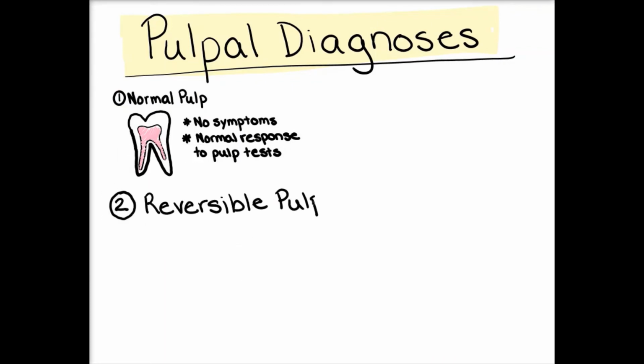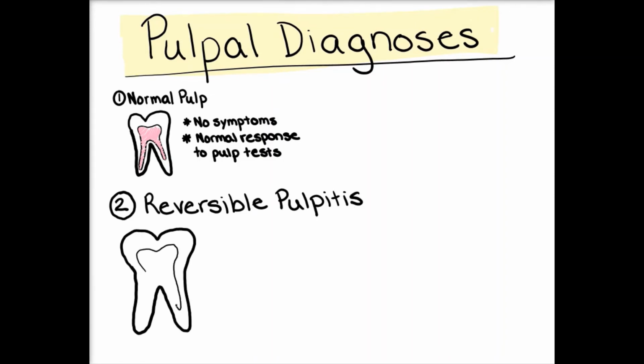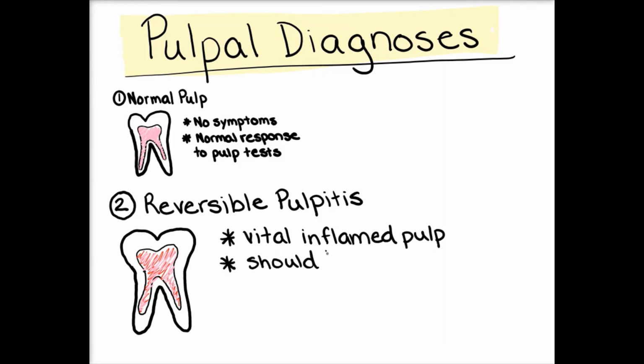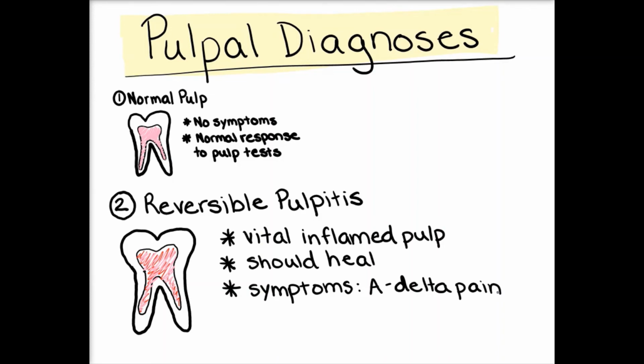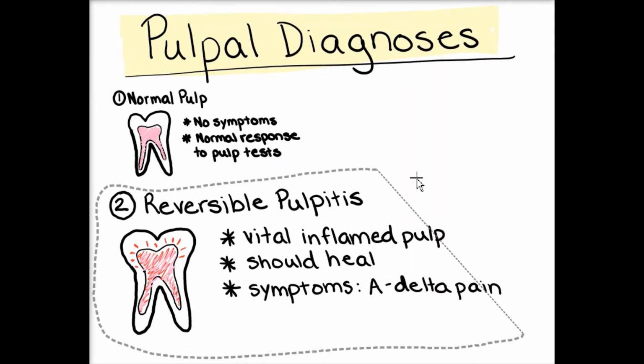Next, we'll look at reversible pulpitis. I'll draw the pulp chamber and the root canals again, but this time they're going to be filled with a mixture of healthy and inflamed pulpal tissues. So here we have a tooth that is vital and its pulp is capable of healing. When provoked, a tooth like this would lead to a sharp, brief pain, or A delta pain. That's why I'm drawing these little red marks.